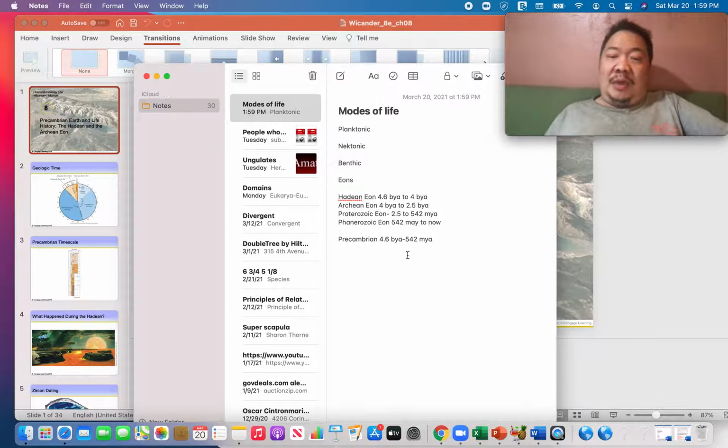Why do we call it the Precambrian? Because the first period of the Phanerozoic Eon is called the Cambrian. So anything that occurred before the Cambrian occurred before 542 million years ago. So before you even get the chapter started, you got to know what these terms mean. Okay?